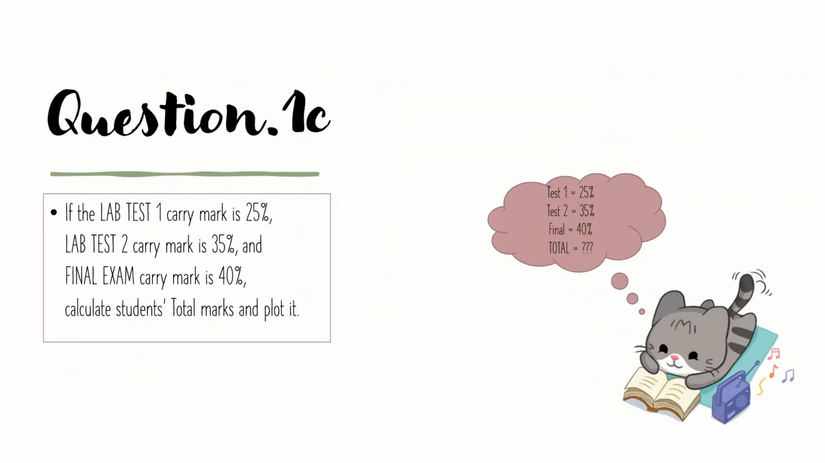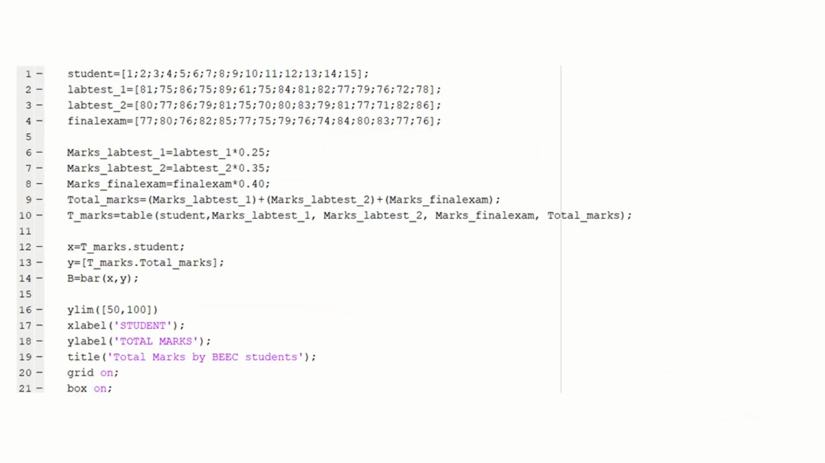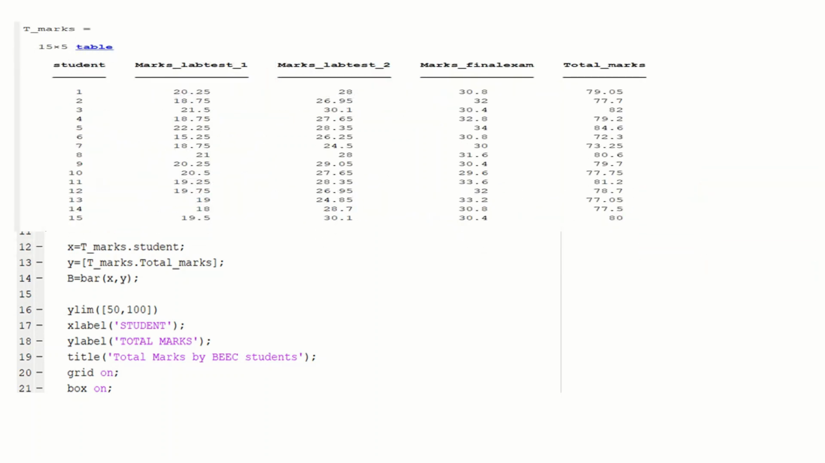Now, the last task for question 1, we want to know the total marks obtained by the student. Given that lab test 1 carries 25%, lab test 2 carries 35%, and the final exam carries 40%. So let's see the code. So using back the same data, calculating the marks according to their weightage, adding the 3 together to get the total, make a new table. Now we can see the table and the results are converted into their carry marks.